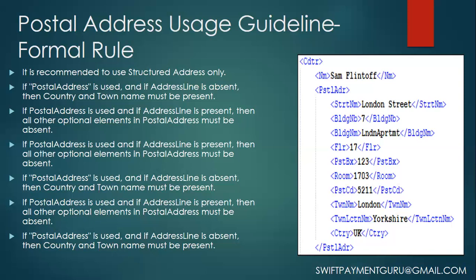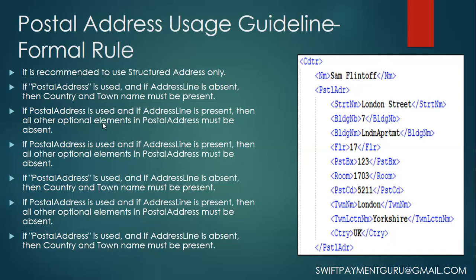If the postal address is used and the address line is absent, then the country and town name must be present. What it means is, instead of using the postal address in minute-level details, if they are using the address line, then the town name and country should be present. That means these two elements, town name and country, should be there along with the address line, where you can capture the unstructured addresses.